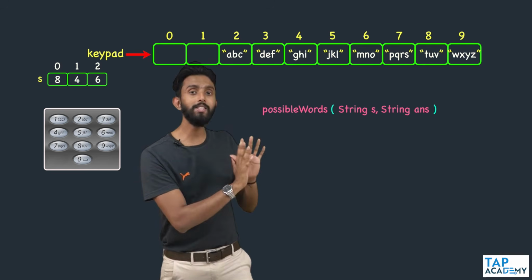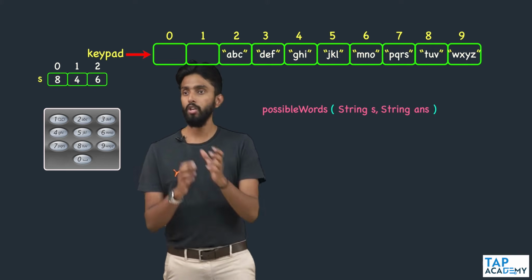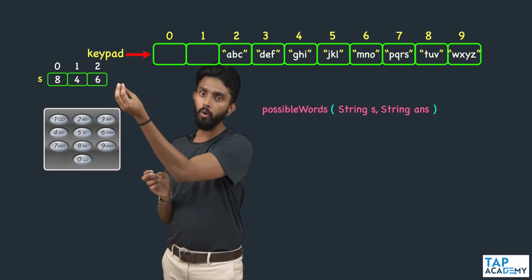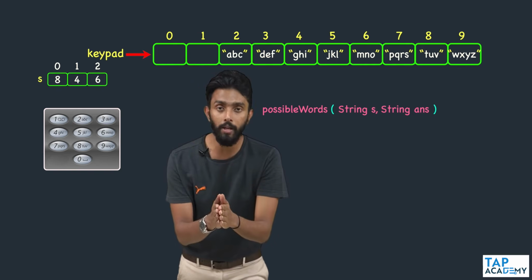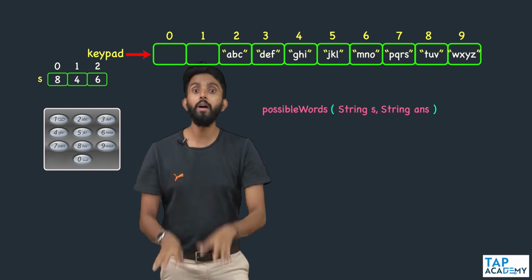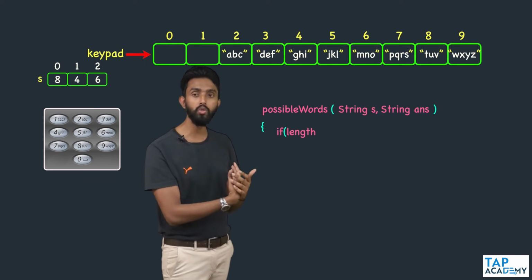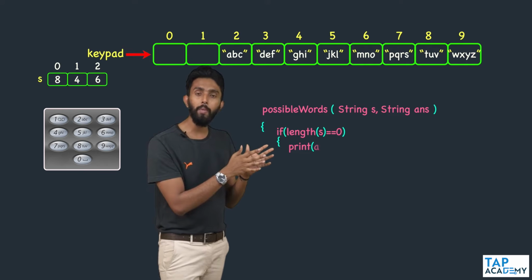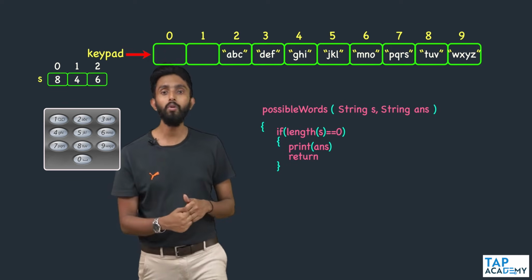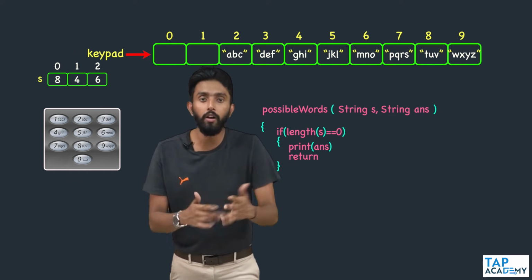Anyways, now the base condition of recursion was what? Very simple. This string s, you will keep breaking it down. 846 you will break down into 46, 46 you will break down into 6, 6 you will break down and it will become empty. So the base condition is, if the length of the string s becomes empty. So that's what I'm writing. If the length of s is equal to 0, then I'm going to print my answer, and then also I'm going to return. So that is my base condition, so that infinite recursion doesn't happen.